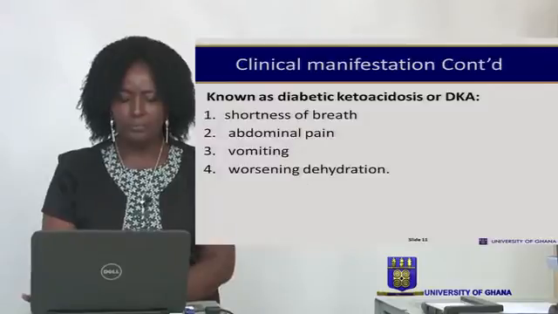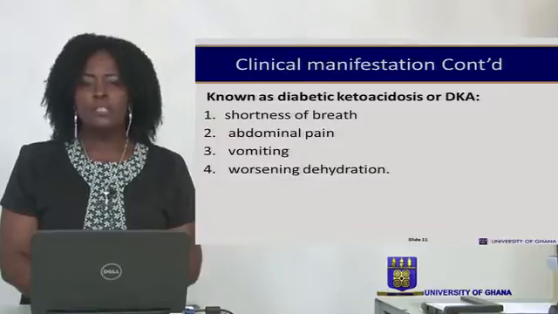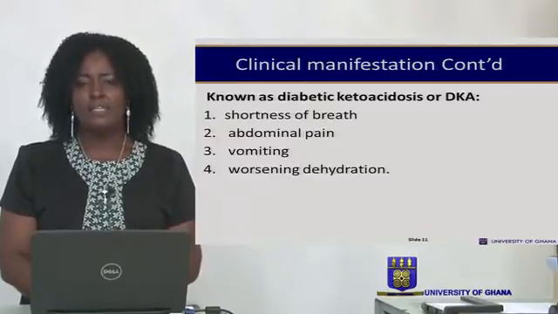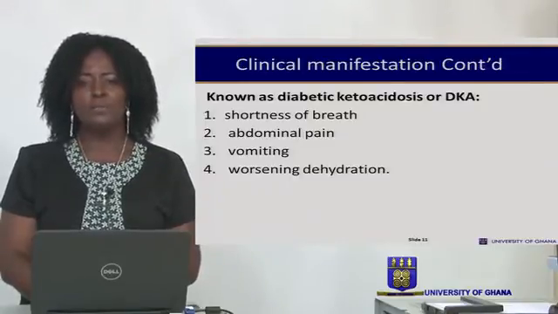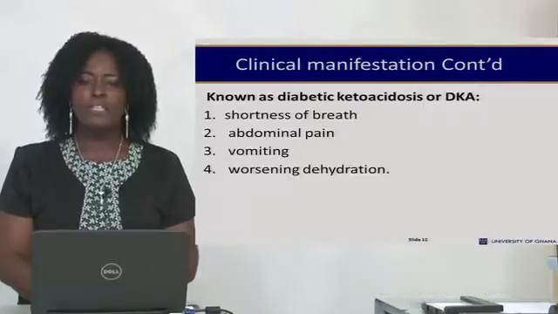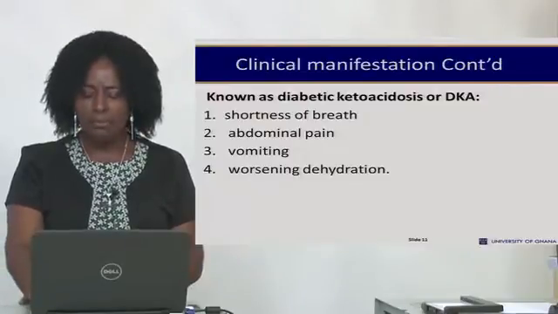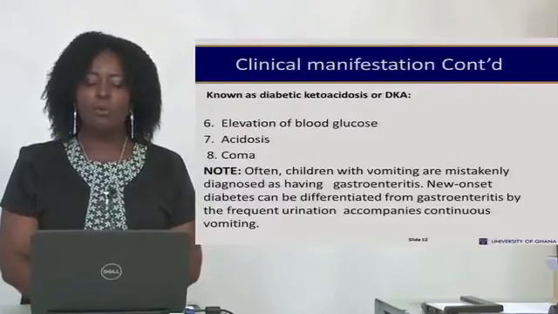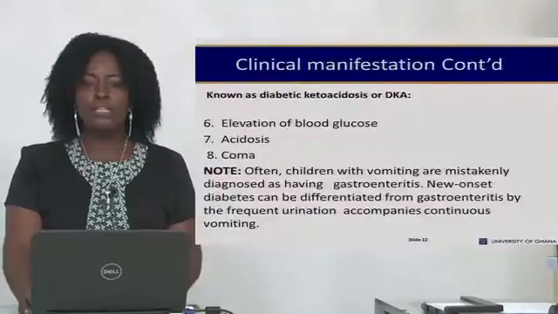You already know these. When these continue and the insulin level worsens and it goes untreated, it results in diabetic ketoacidosis. Here you have ketones excreted in urine and also in the breath. So they exhibit shortness of breath, abdominal pain, vomiting, and worsening dehydration. There is also elevation in the blood glucose. Acidosis, when not treated, will result in coma.